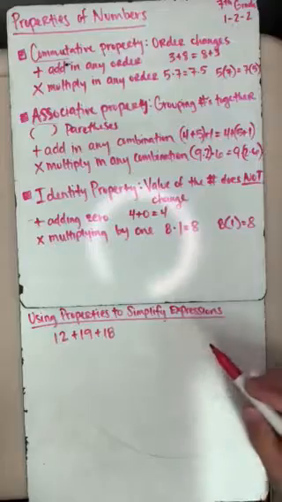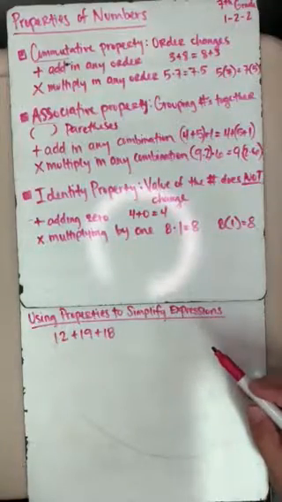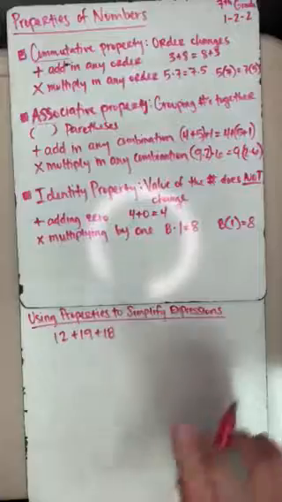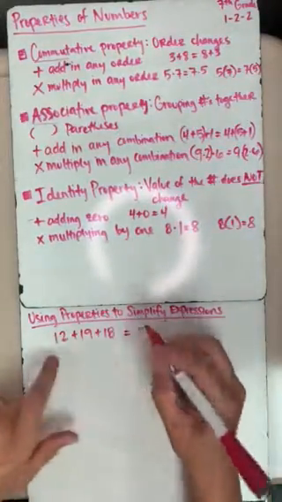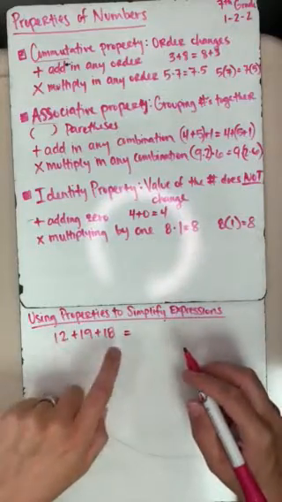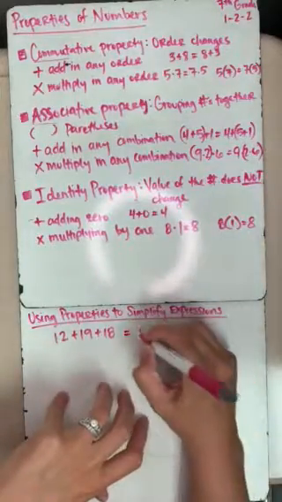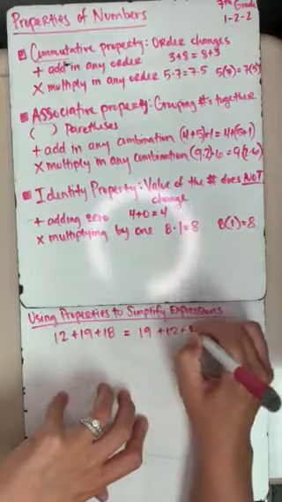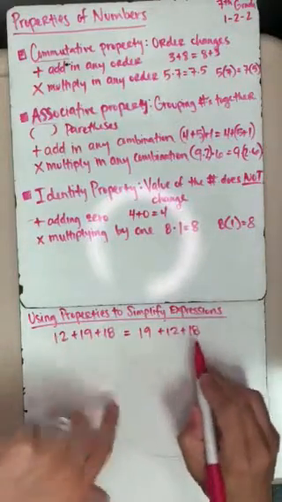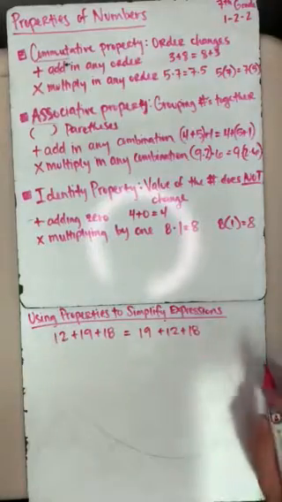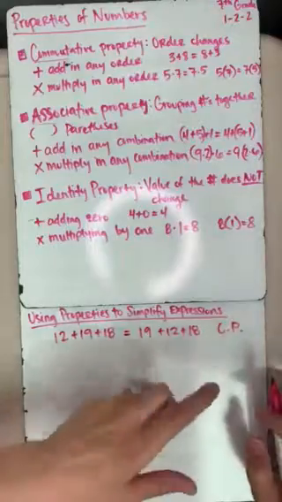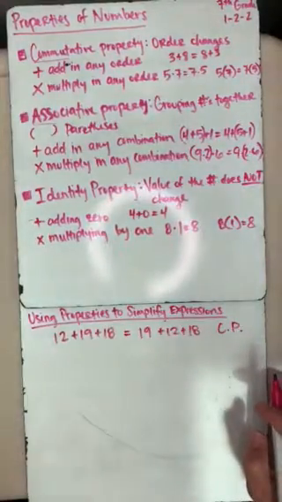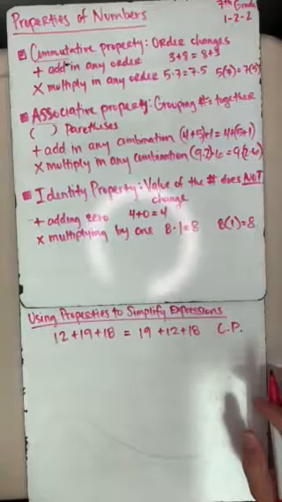Well, if this is what we start with, then we can use our commutative property and we can change things around. So I'm going to do it over here. I'm going to say, all right, 12 plus 19 plus 18 is going to be the same as 19 plus 12 plus 18. Do you see how I have changed the order that it is? So that right there, because I have changed that order, I know it's the commutative property that allows me to do that. So once I've changed it, I can group certain things together.